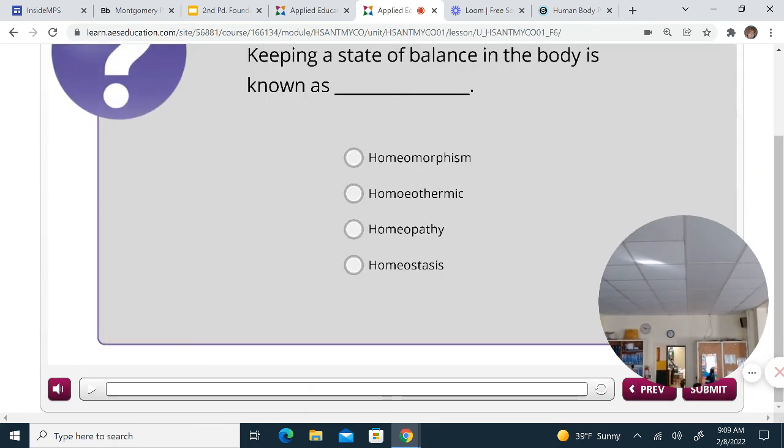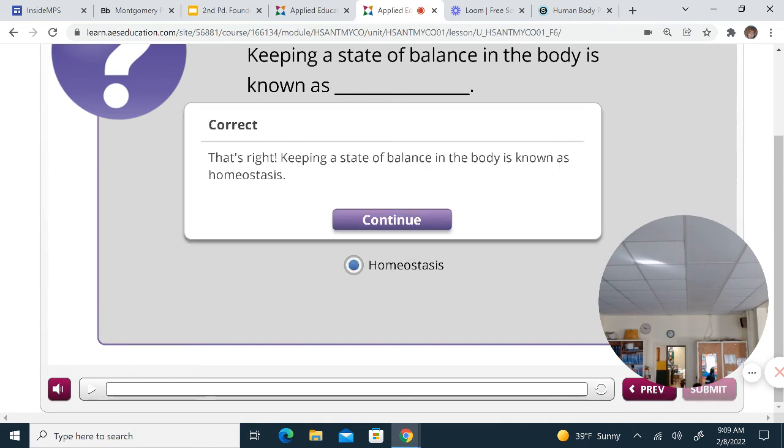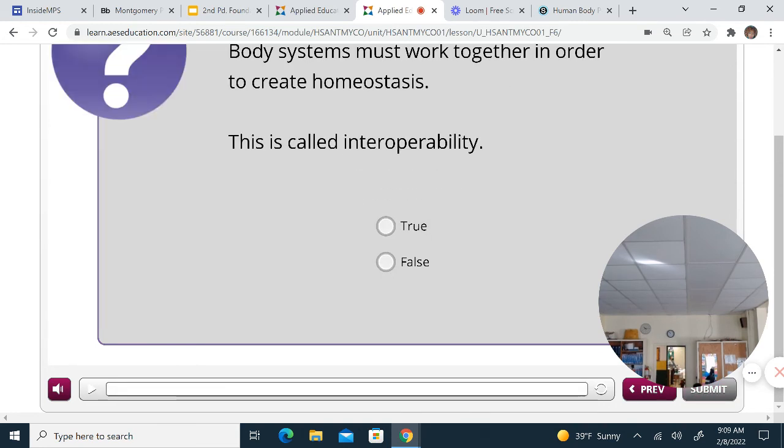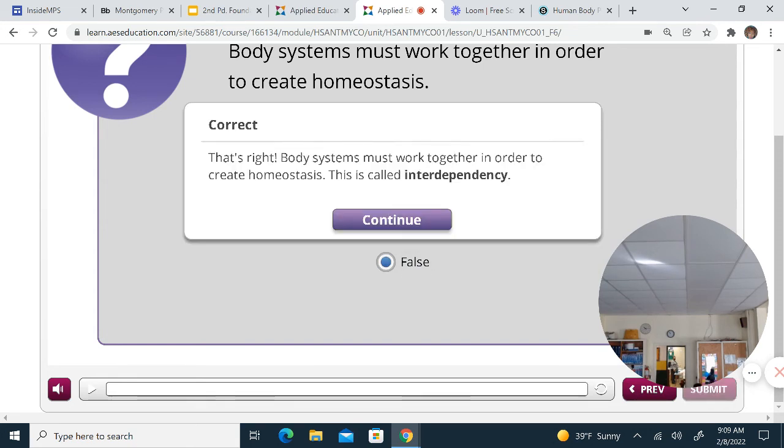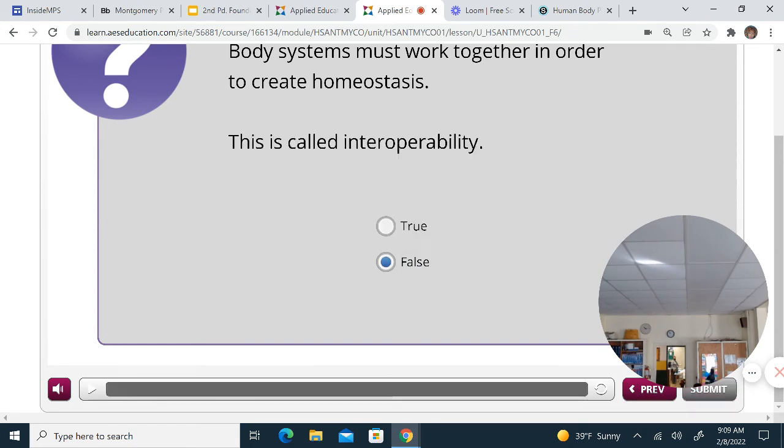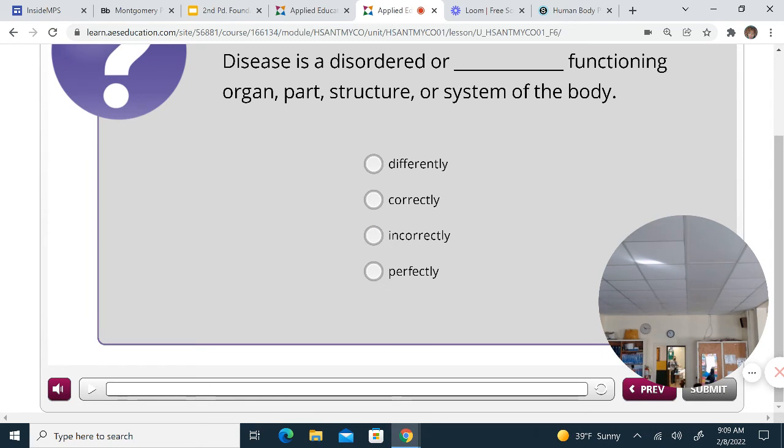Keeping a state of balance in the body is known as what? Homeostasis. Body systems must work together in order to create homeostasis. This is called interoperability. Right, it's called interdependency. Disease is a disorder of what functioning organ, part, structure, or system of the body.